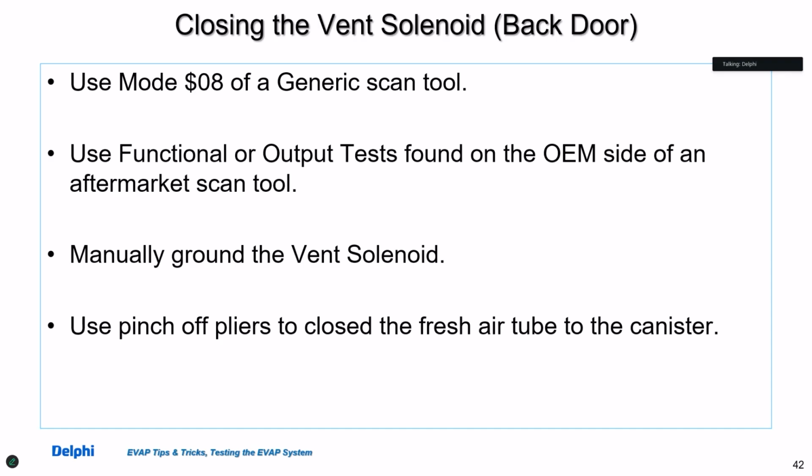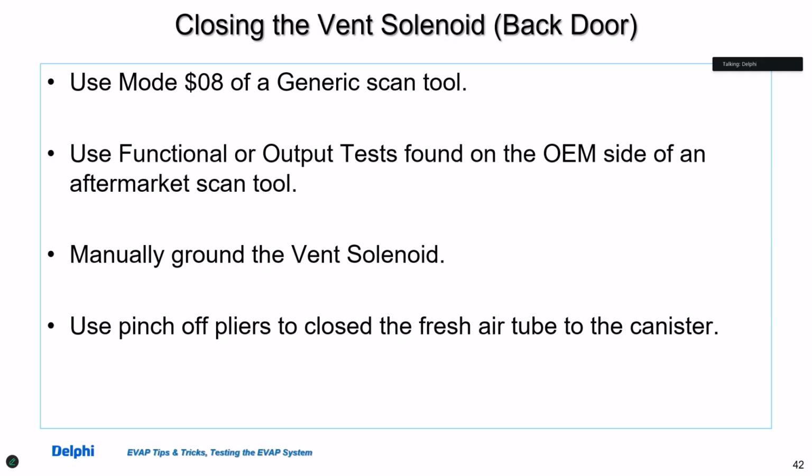The problem with that is you are bypassing the PCM, but unfortunately, on some of our scanners, they don't always make the vent solenoid easily accessible. And remember, you'll never find a vent side solenoid control on the global side of the scan tool. I don't know why they didn't include that, but they didn't, and it's a shame because it would have made EVAP testing a lot easier.